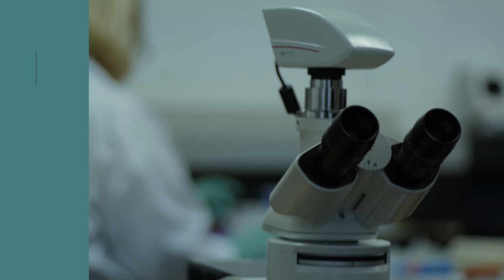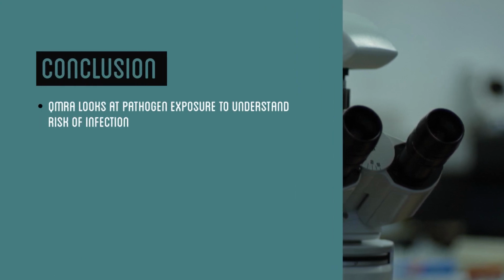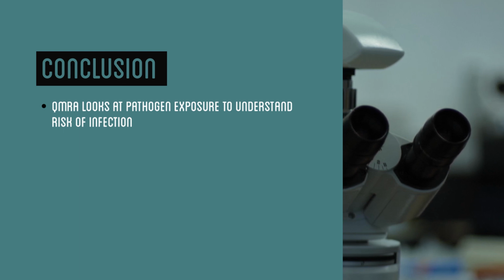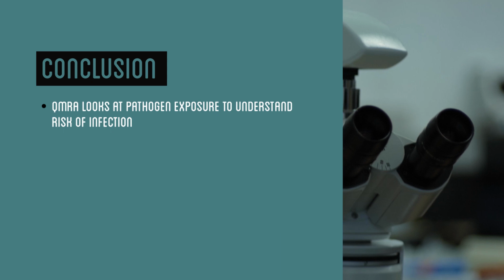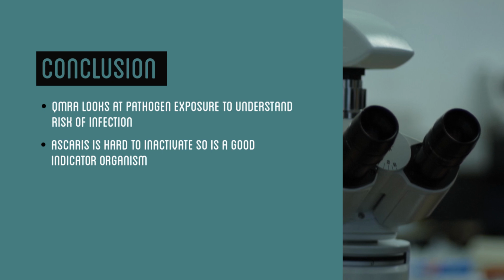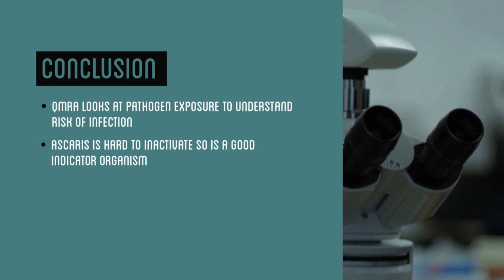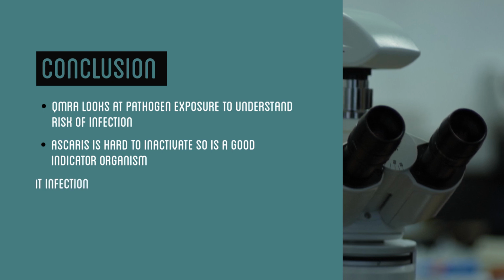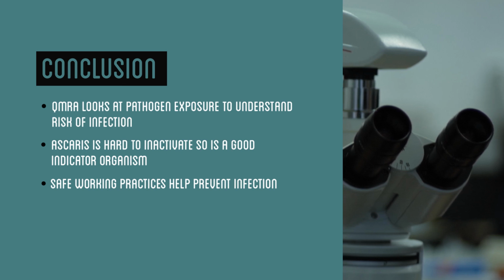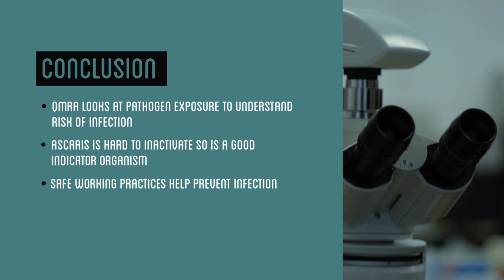Here, we have seen that pathogens in fecal sludge make it an inherently risky material to handle. Quantitative microbial risk assessments are a tool that allow us to understand the risk of different groups of people when they come into contact with fecal sludge. The use of indicator organisms, such as Ascaris, allows us to understand when pathogens in fecal sludge have been inactivated and the material is safe to handle. Finally, safe handling and working practices allow the people who do have to come into contact with fecal sludge to work in a safe manner and to reduce their risk of infection. In these ways, we can ensure safer sanitation for all.